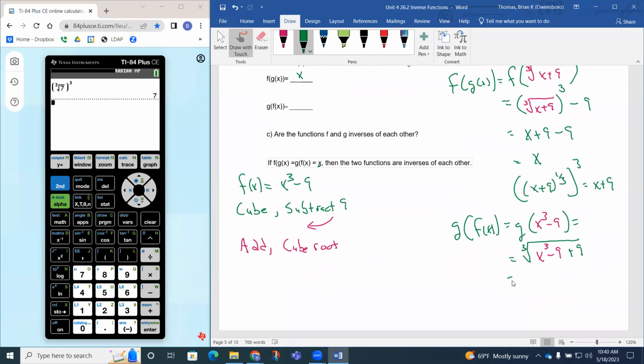So if we look inside the radical, notice that the negative 9 and the 9 will zero out. That's going to just give me the cube root of x cubed. And again, cube root and cubing are inverse operations, so this is going to give me x. So again, since g of f of x and f of g of x both equal x, we would say those two functions are inverses of each other. So yes, f and g are inverses of each other.